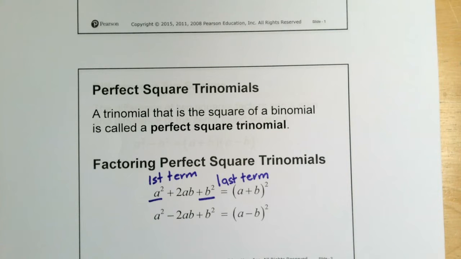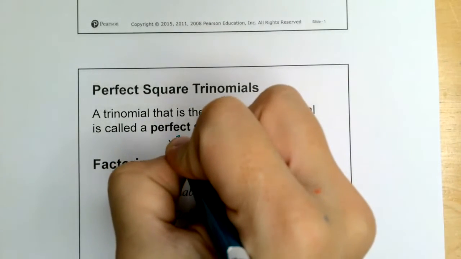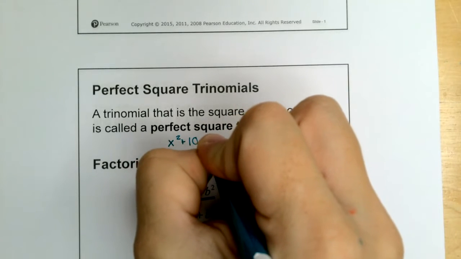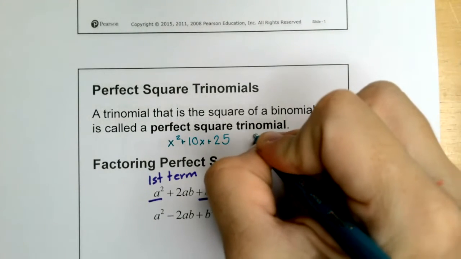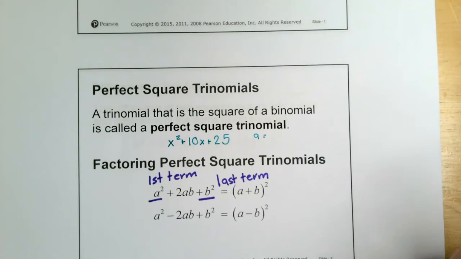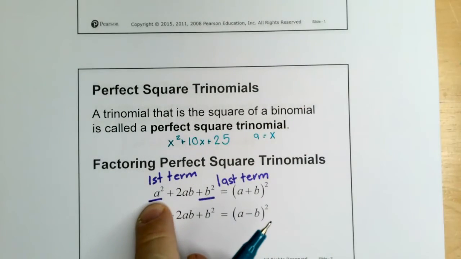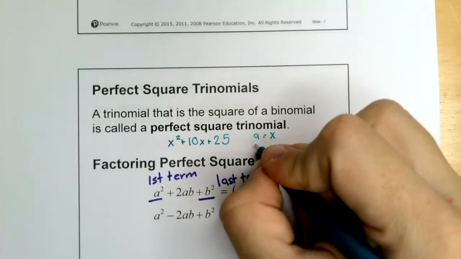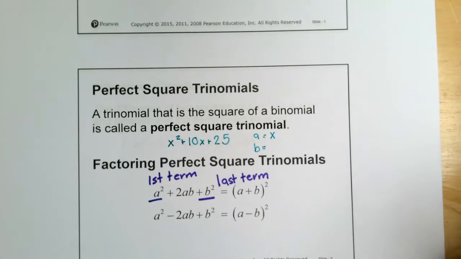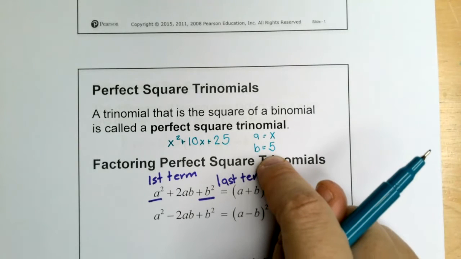Okay, I'm going to give you an example. X squared plus 10x plus 25, okay? So here, what is the square root of x squared? The square root of x squared is x, so a is x. Okay, let's jump to our last term, b. What is the square root of 25? The square root of 25 would be 5, right? So my a is x, my b is 5.